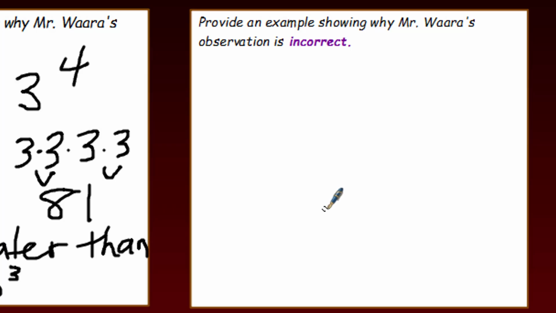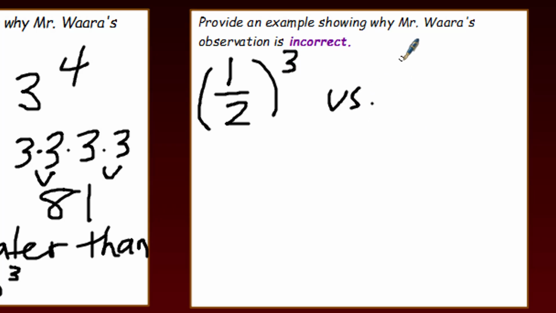Now it says provide an example showing why Mr. Wara's observation is incorrect. So now I have to find an example where that's not true. I know one thing that happens from when we were multiplying fractions: we would end up with a product that was less than the factors being multiplied. I think we could do this here. Let's take 1/2 raised to the third power versus 1/2 raised to, well, let's have some fun, the fifth power.